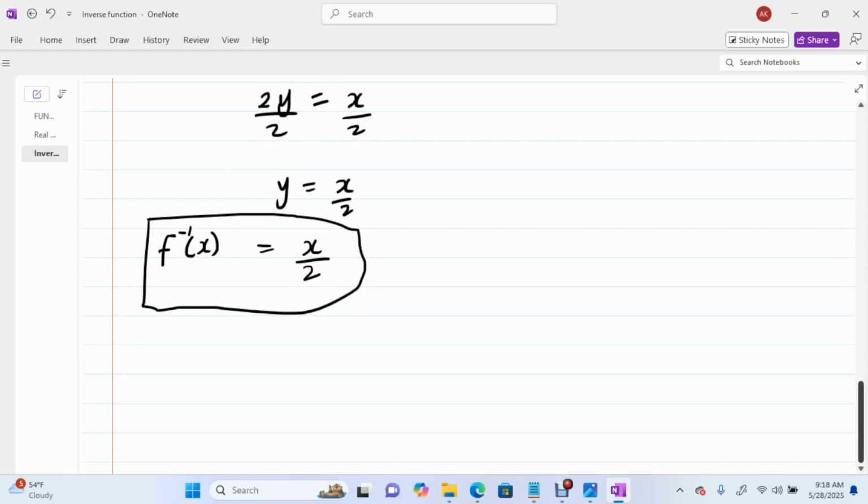But before ending the lesson, I will just give you some key takeaways. Imagine we have a function. So it's going to be a question. Find the inverse of f of x, which is equal to 3x minus 5.